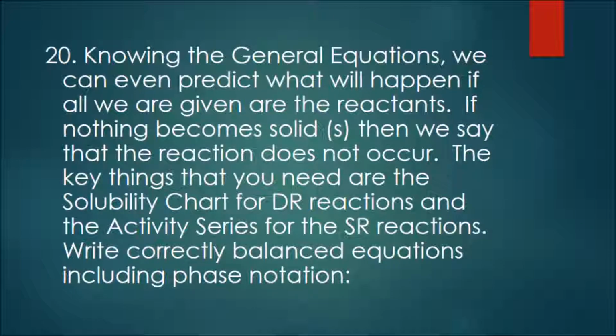All right, knowing the general equation, we can even predict what will happen if all we are given on the reactant side are the reactants. If nothing becomes solid, then we say that the reaction does not occur. The key thing that you need are the solubility chart for double replacement and the activity series for single replacement. Write the correctly balanced equations, including phase notation for the following.